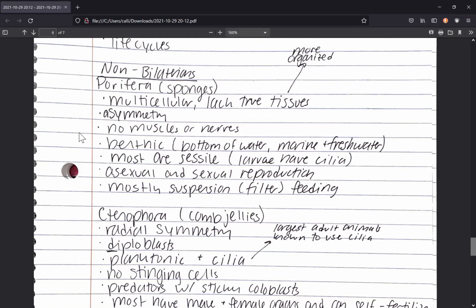Sponges are asymmetrical. They don't have muscles or nerves. They're benthic. Most are sessile, but their larvae have cilia. They can reproduce sexually and asexually, and they're mostly filter feeders.